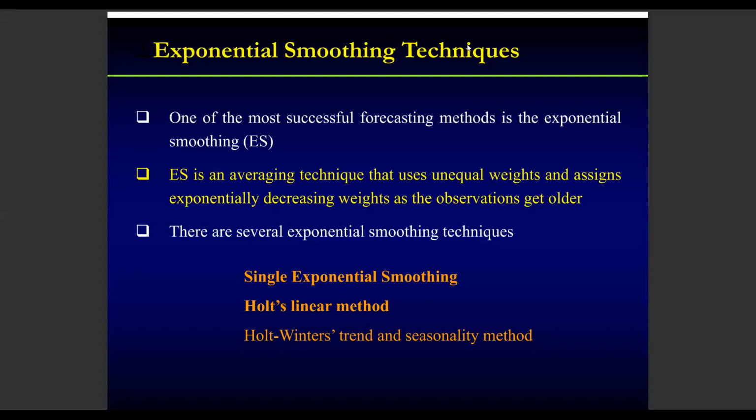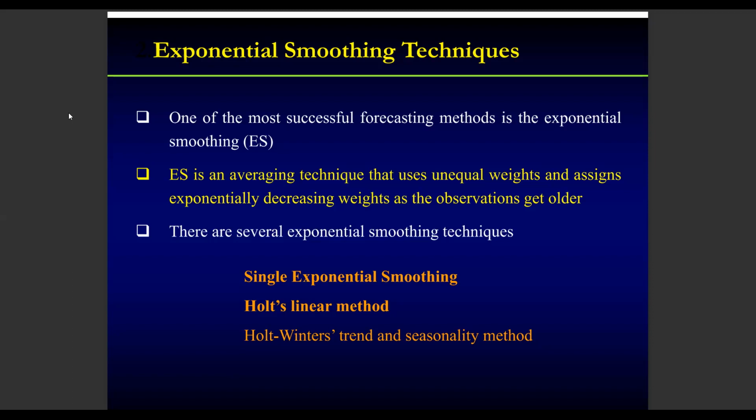Today we are going to discuss exponential smoothing techniques. We can use some synonyms for these terms. Then let's see first what is in the slide. One of the most successful forecasting methods is exponential smoothing. Exponential smoothing is an averaging technique that uses unequal weights and assigns an exponential decrease in weights as the observations get older.